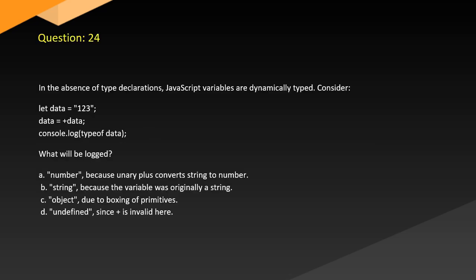Question 24. In the absence of type declarations, JavaScript variables are dynamically typed. Consider let data = "123"; data = +data; console.log(typeof data). What will be logged? A. number, because unary plus converts string to number. B. string, because the variable was originally a string. C. object due to boxing of primitives. D. undefined, since plus is invalid here.